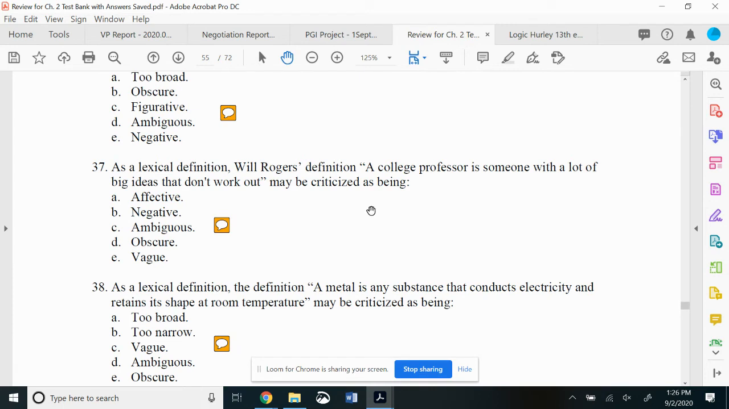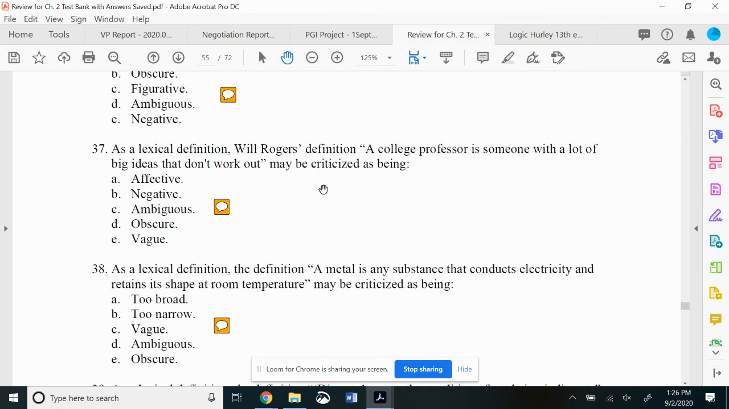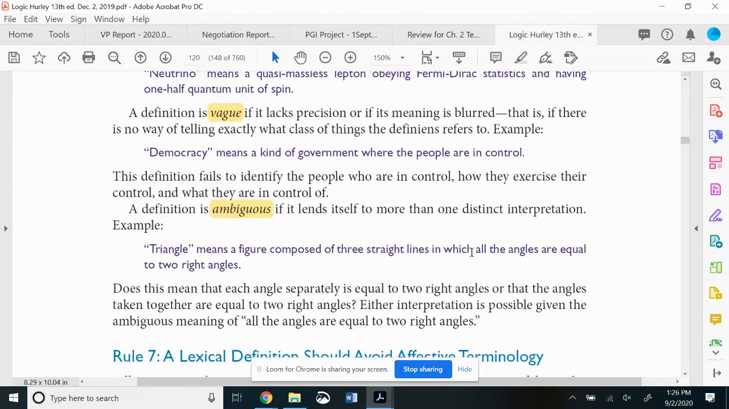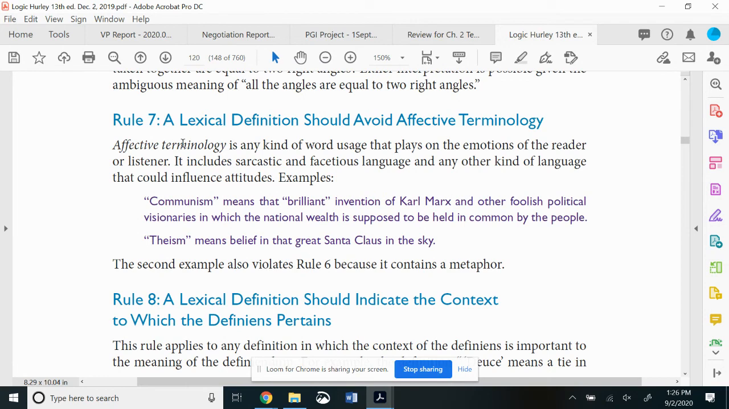As a lexical definition, Will Rogers' definition, a college professor is someone with a lot of big ideas that don't work. And you can push pause and look for this. It is effective. And I believe effective is rule 7. And look at this if you got confused.